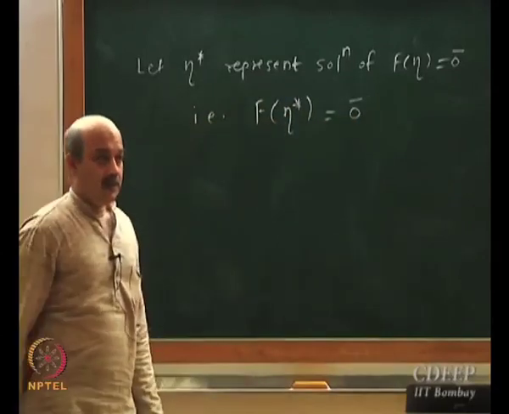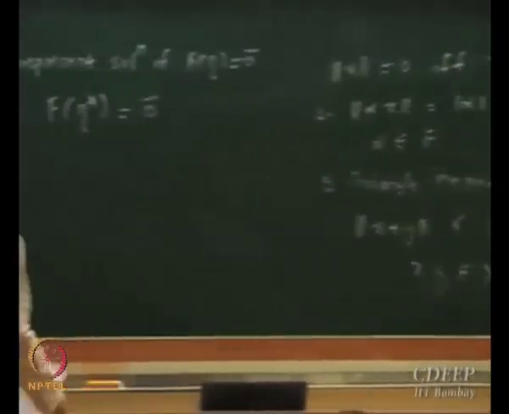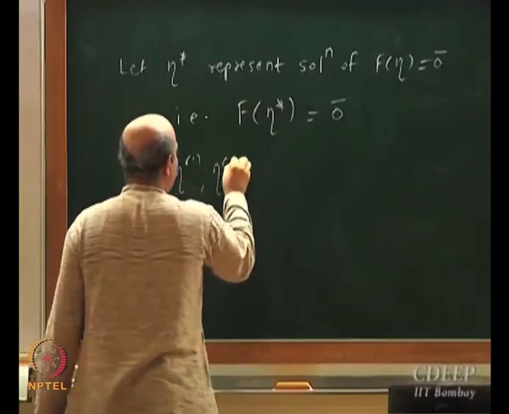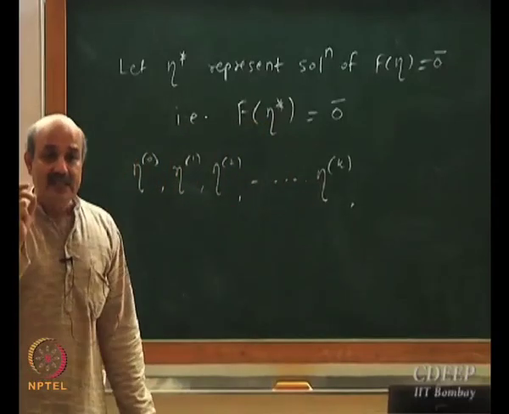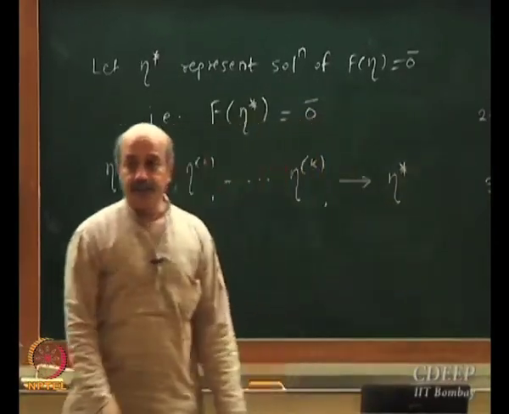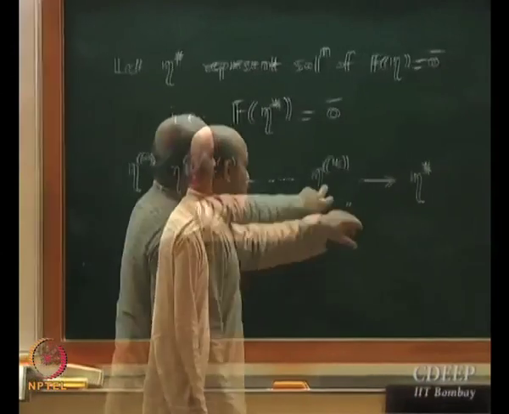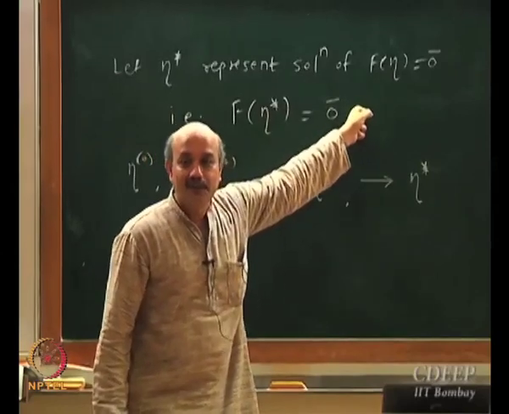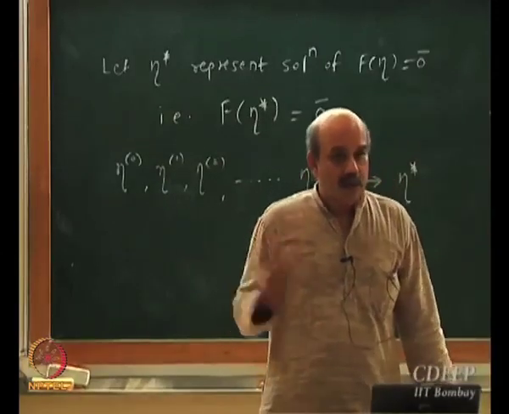Fine. Okay. But I am starting an iterative process. So, what I am going to get is this vector sequence eta 0, eta 1, 2 and so on. The question is, is this sequence converging to eta star? Does this go to eta star? Okay, that's the question I need to answer. See, this is the solution. If I plug eta k here, it's not going to be equal to 0. So, it's going to be some other small number probably. Is it small?